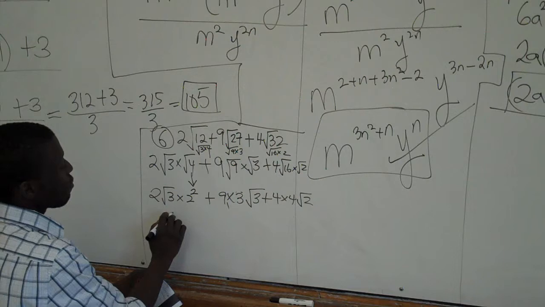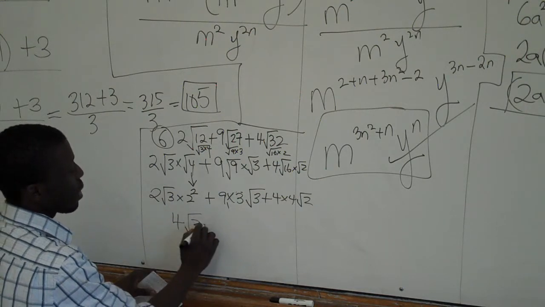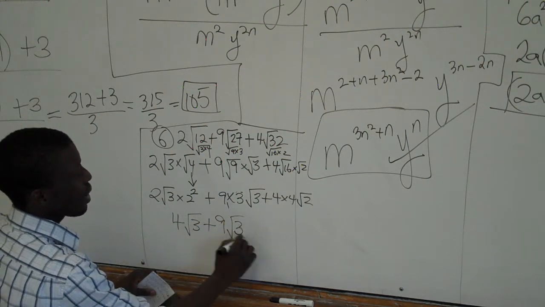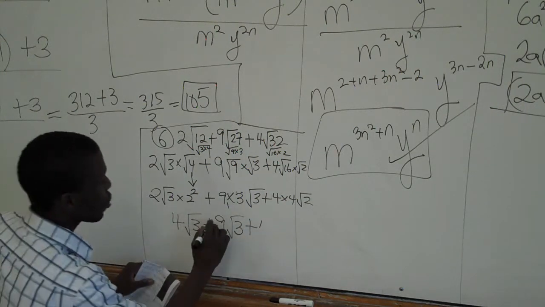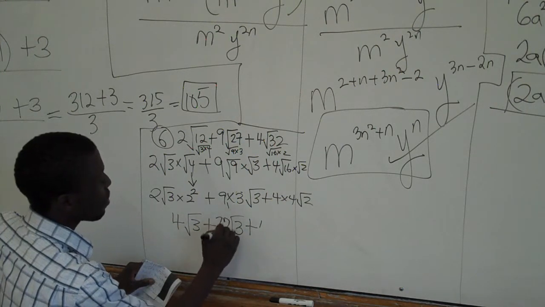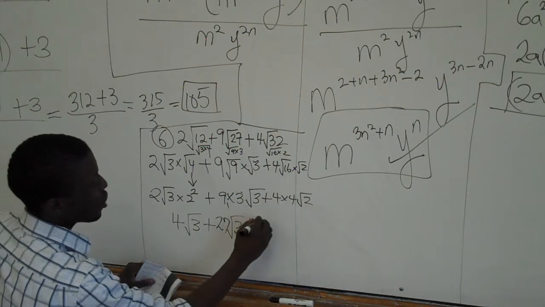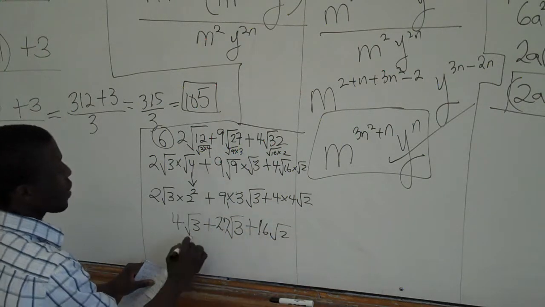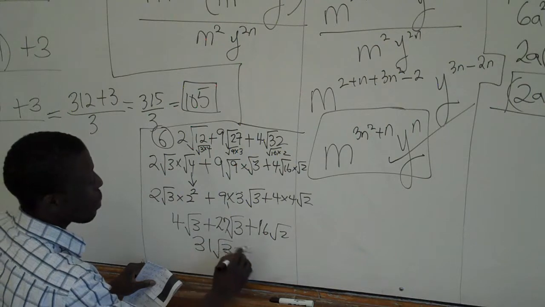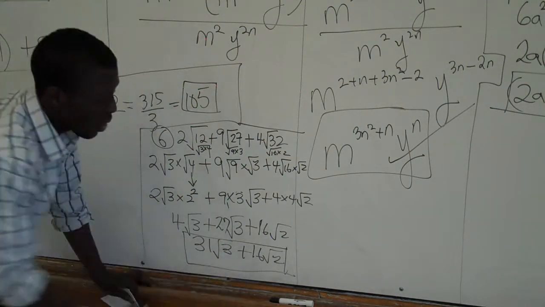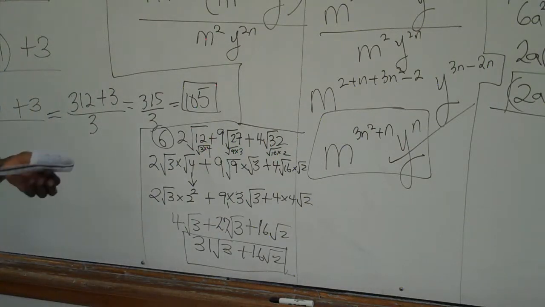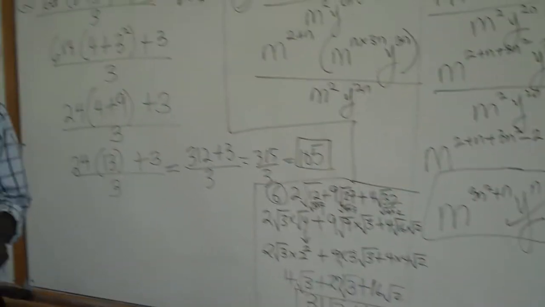So this becomes 4 square root of 3 plus 9 square root of 3 and then plus 27. Oh, sorry, 9 times 3, 27. So we have a 27 square root of 3, and then the last part is just 16 square root of 2. This becomes 31 square root of 3 plus 16 square root of 2. There's nothing you can do. Calculators were not allowed for that problem, so if you give me a number, it means you used your calculator.